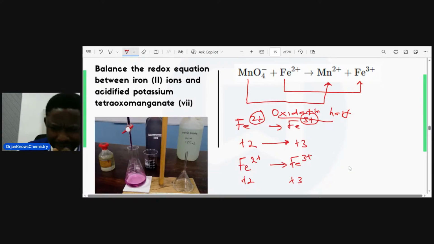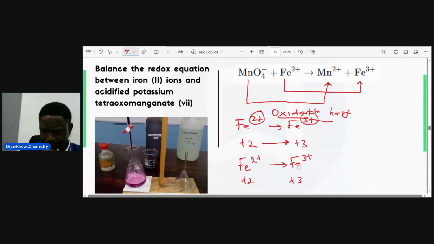Whenever we want to balance the ionic equation, we want to balance the charges, we use electrons. We add electrons either to the reactant side or to the product side, depending on what happens. Now, let's look at this. Electrons are negatively charged, so if you are putting a negative on one side, it's like subtracting from it.